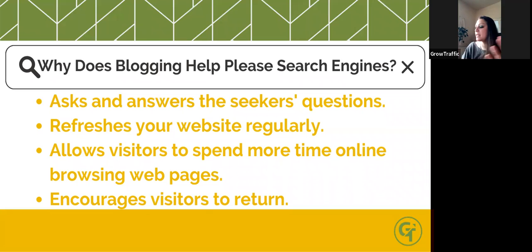Again, it allows visitors to spend more time browsing web pages. If you ever look at your Google Analytics, one of the top metrics it gives you when you go into your analytics platform is how many people are on your website, how long do they stay for, how many pages do they browse through, and how often do they come back time and again. So again, if you've got a 2-page website, not a lot of content, you've not updated it for a long time, you're not giving anyone a reason to come back.